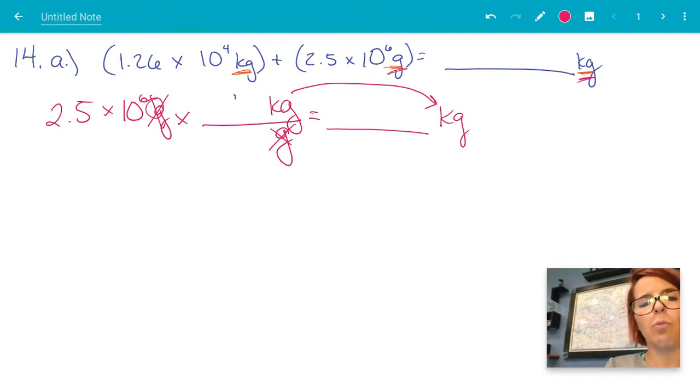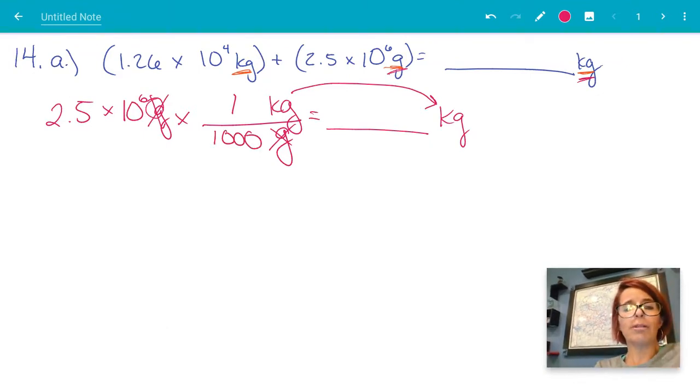So we said it was 1 kilogram for every 1,000 grams. So now when we look at the problem, it is 2.5 times 10 to the 6th times 1. Most people skip that step. And then divide that by 1,000. So if I type that into my calculator really quickly, 2.5 times 10 to the 6th times 1 divided by 1,000, we get 2,500 kilograms.